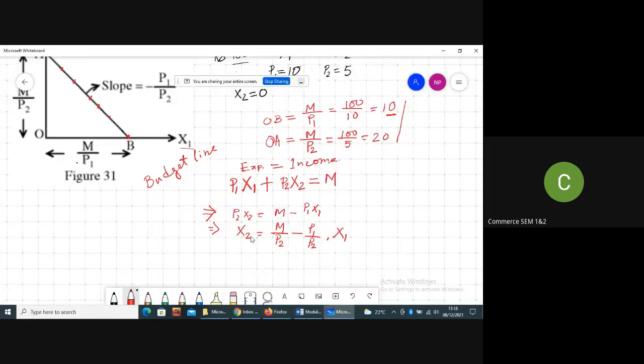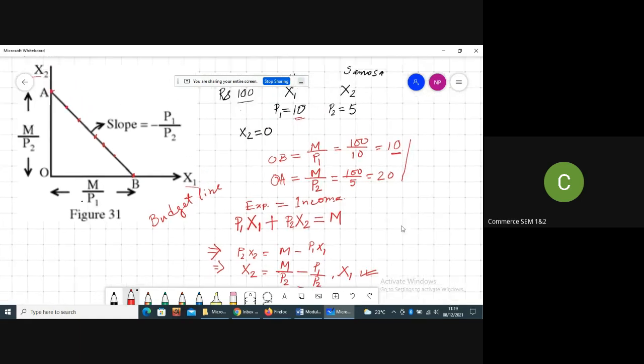So this is the equation of your budget line AB. Okay. So M by P2 is nothing but this distance, the vertical intercept of the budget line, and here M by P1 is nothing but your horizontal intercept, and this minus P1 by P2 is the slope of the budget line. I'm coming to that a little later.